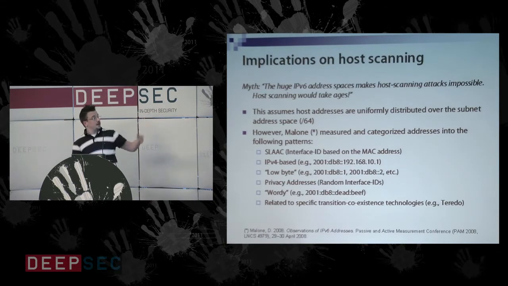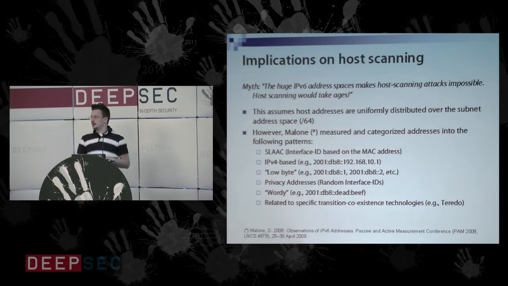The first of them is addresses that are based on the MAC address. That means addresses that include in the interface ID the MAC address of the host. There are addresses that include an IPv4 address. There are addresses that, as I said before, are called low byte, that basically have an interface ID of all zeros and just the last byte varies. There are privacy addresses that basically are random. Other addresses they refer to as wordy, which means that as a result of IPv6 addresses being expressed in hexadecimal notation, you can form a few words such as deadbeef there. And there are a few other addresses that have to do with some transition technologies.